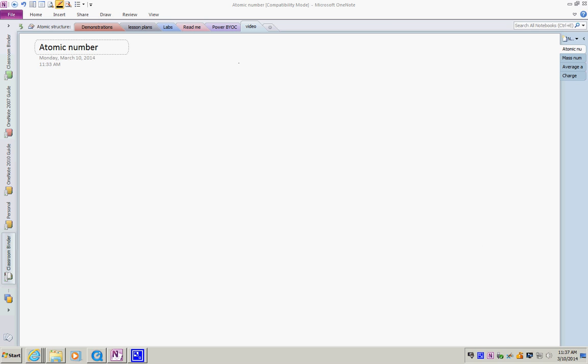So the first thing we have listed here is the atomic number. Now, an atom obviously has protons. An atom has neutrons. And an atom has electrons, usually. So, in the atom, it's important to know what things have what charge and what they mean.